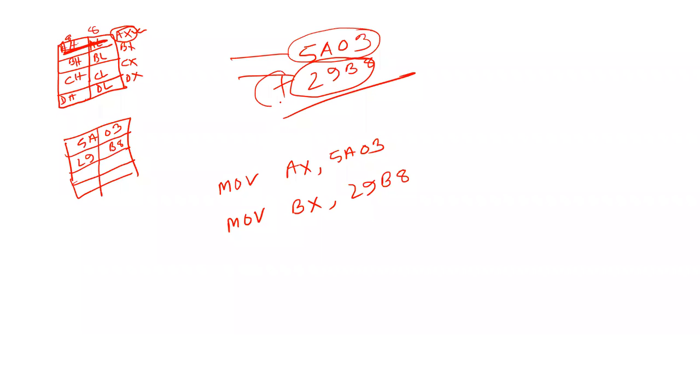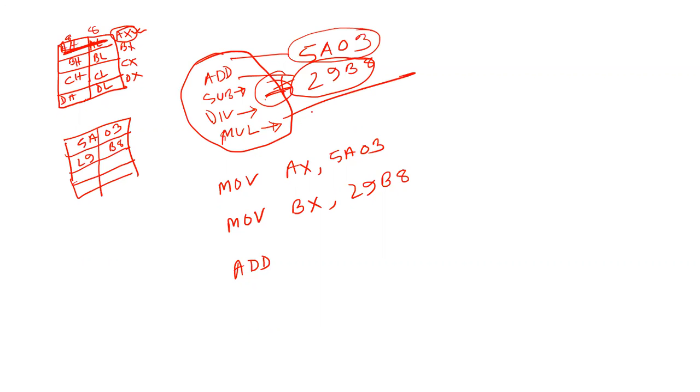Now our addition, so ADD. If you use subtraction, then SUB. If you use multiplication, then MUL. DIV means division, SUB means subtraction, and ADD means addition. So ADD.